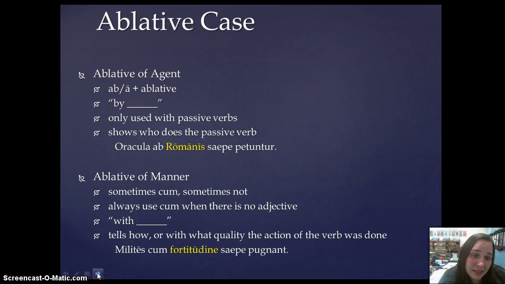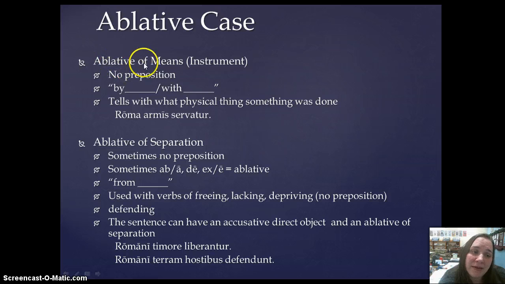Now, contrast that with the ablative of means, which is also sometimes called the ablative of instrument. This particular use of the ablative does not ever have a preposition with it. It translates by blank or with blank, and it doesn't tell you the quality, it tells you the physical instrument, the physical thing by which something was done, okay?